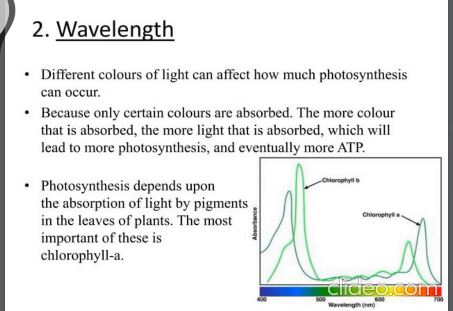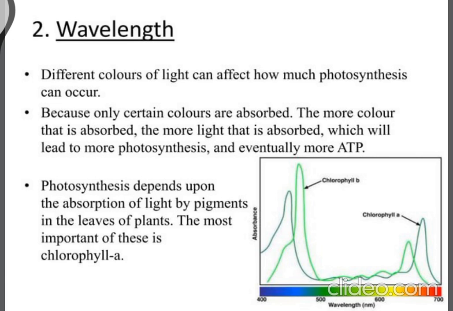Second, wavelength. In this, different colors of light can affect how much photosynthesis can occur, because only certain colors are absorbed. The more colors that are absorbed, the more light is absorbed, which will lead to more photosynthesis and eventually more ATP.